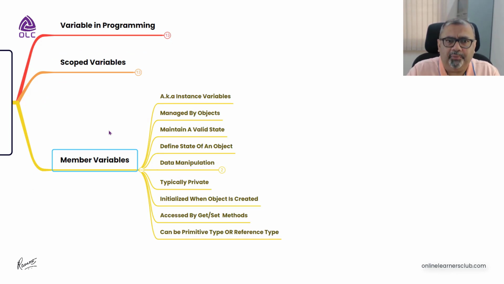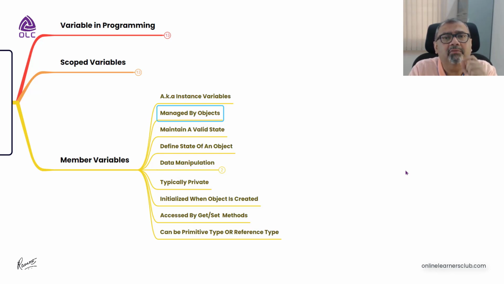Now, when we talk about a member variable, it is also called an instance variable, and these variables are managed by the respective objects. They maintain the state, a valid state, which represents some value. For example, if you have a student object, you may have a name, say John. So John is a value given to that particular object. I may have another object of type student, and that value is Smith. So the first object I'm talking about is representing John, and the second object is representing Smith. Both are students in my system.